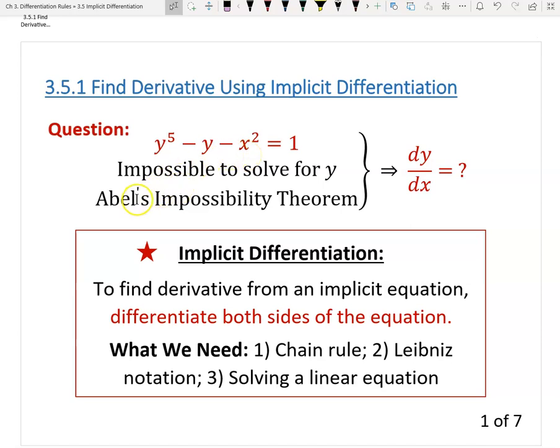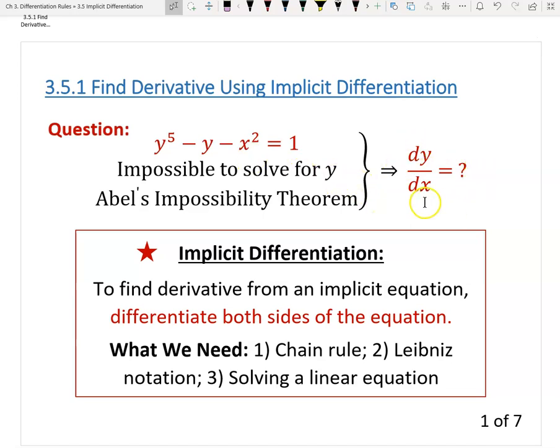It's impossible to find the explicit formula. Why? Because if you search Google for Abel's impossibility theorem, Abel is a very famous mathematician in history. The impossibility theorem tells us it's impossible to find a general solution using just radicals for this type of polynomial equation with degree greater than 4. Now we have degree 5, so it's impossible to find a general solution. And specifically for these questions, we never find an explicit solution for y as a function of x.